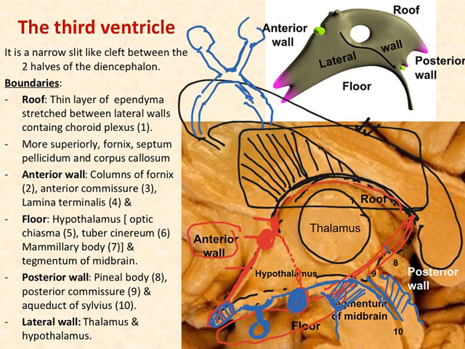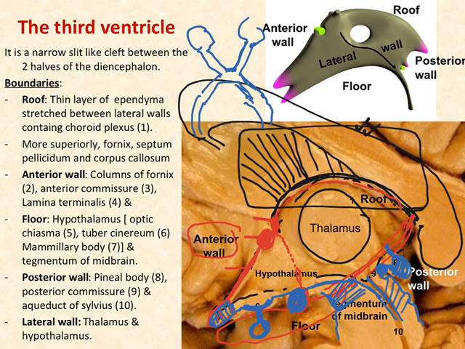The posterior wall is formed by this structure, which is the pineal gland. The pineal gland secretes melatonin. Melatonin is responsible for regulation of the dark light cycle of the subject. And also, we have here in the lower stalk of the pineal gland, the posterior commissure, as we mentioned before in the lecture of the commissural fibers.